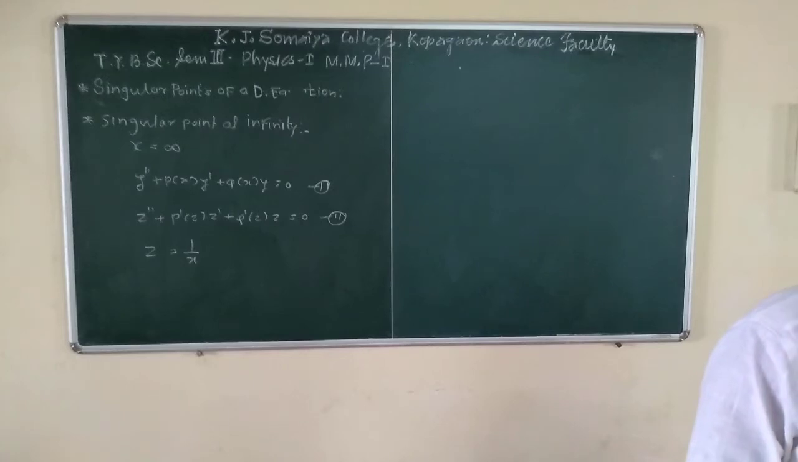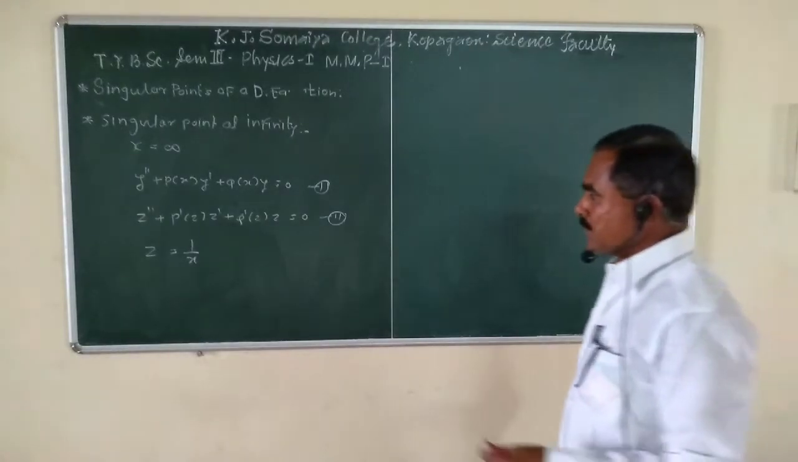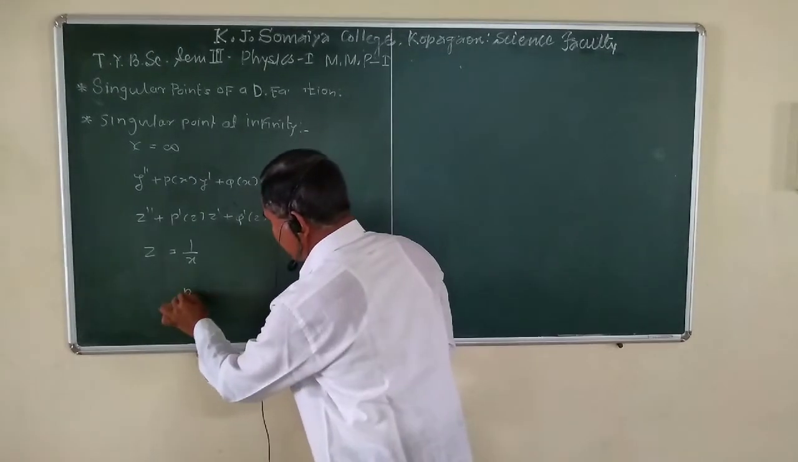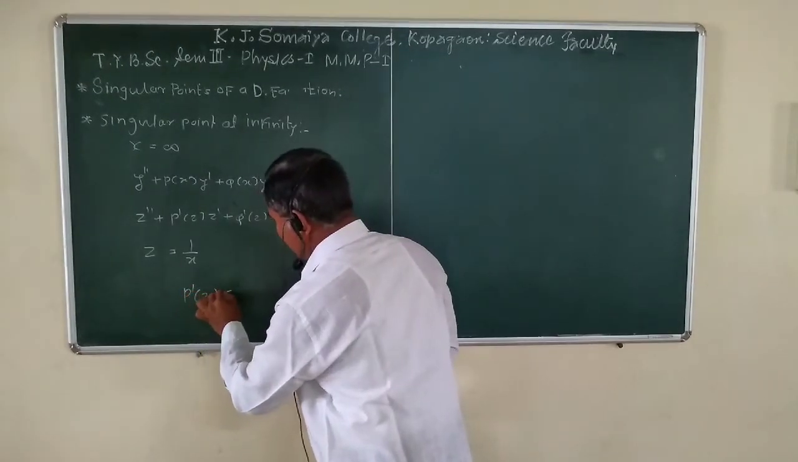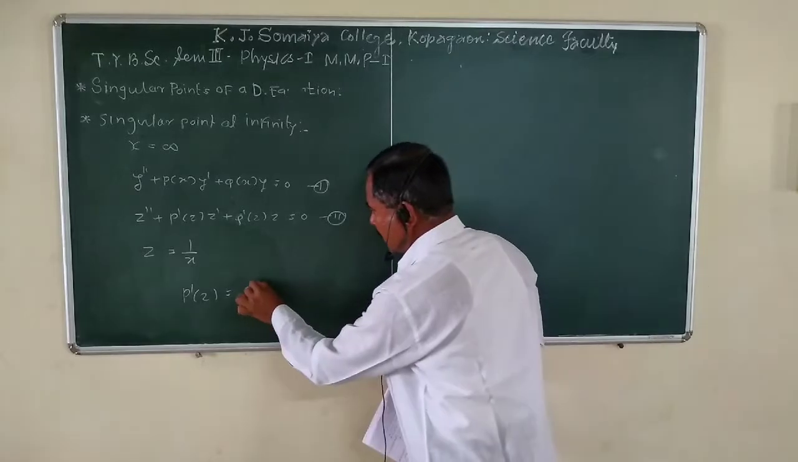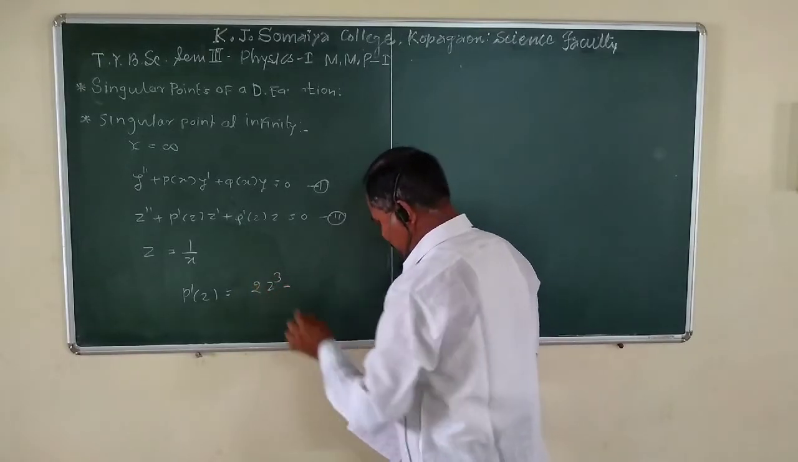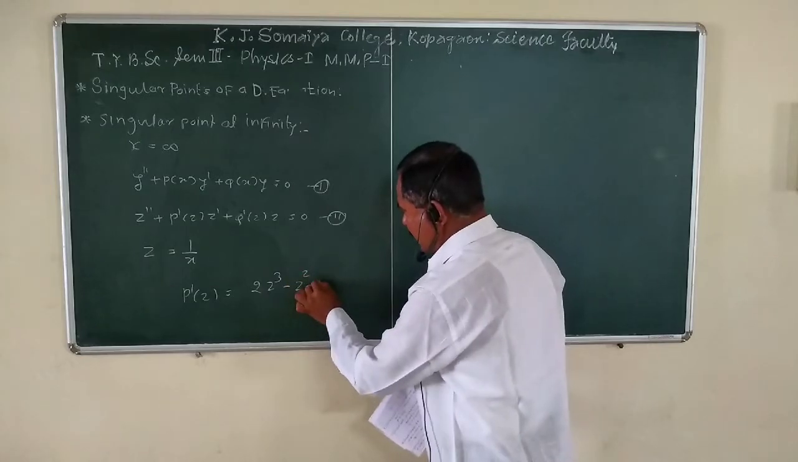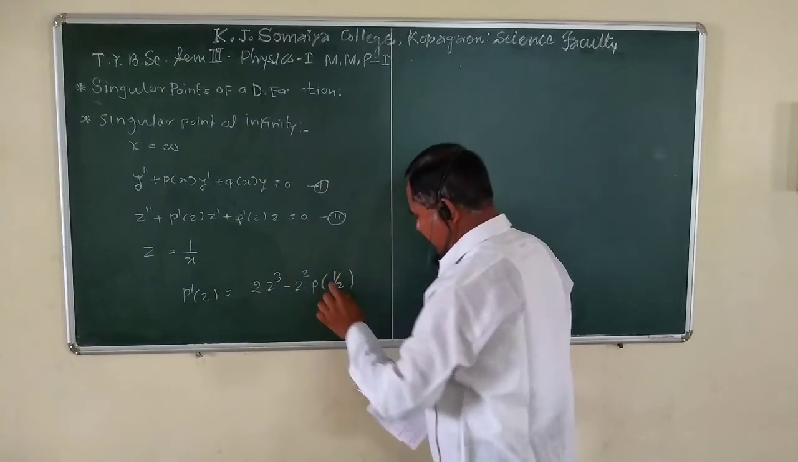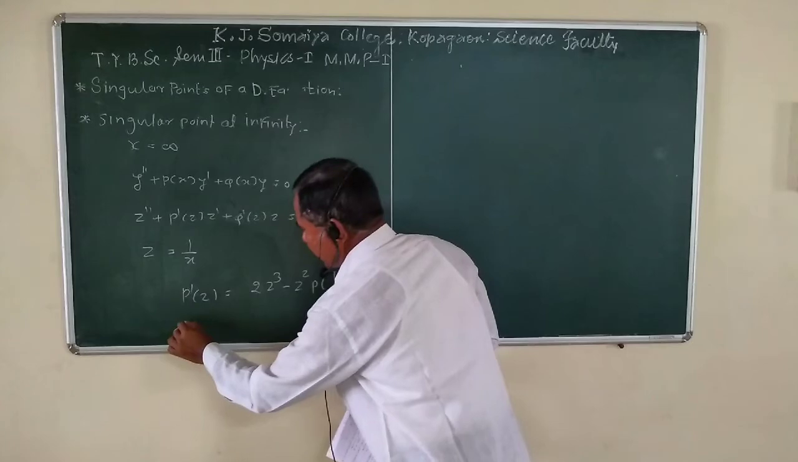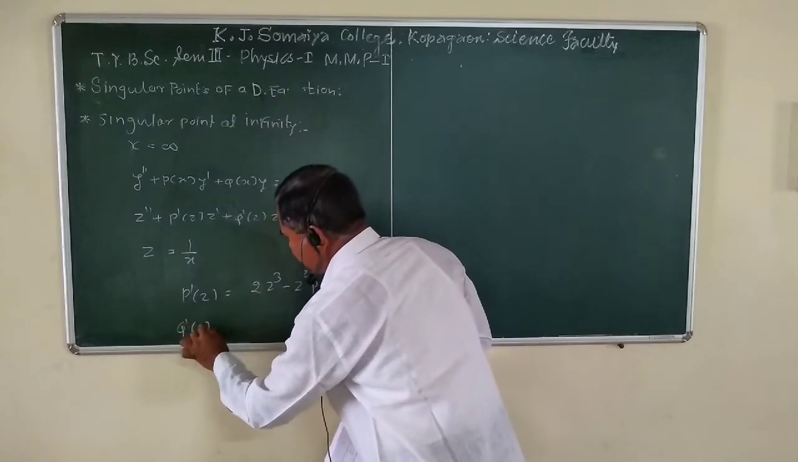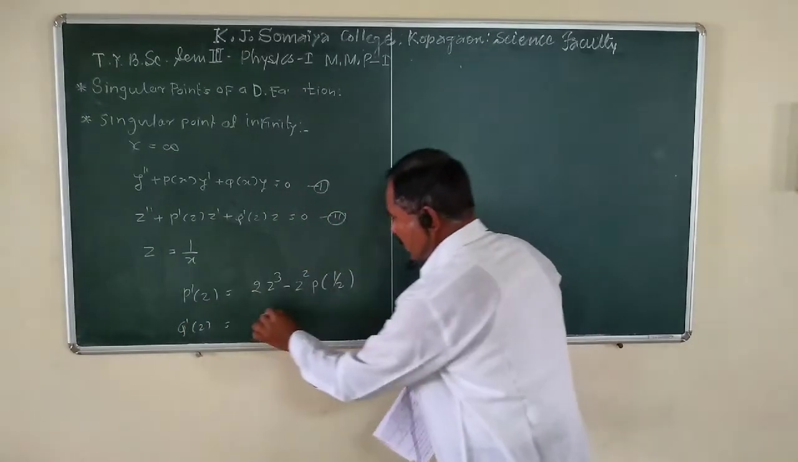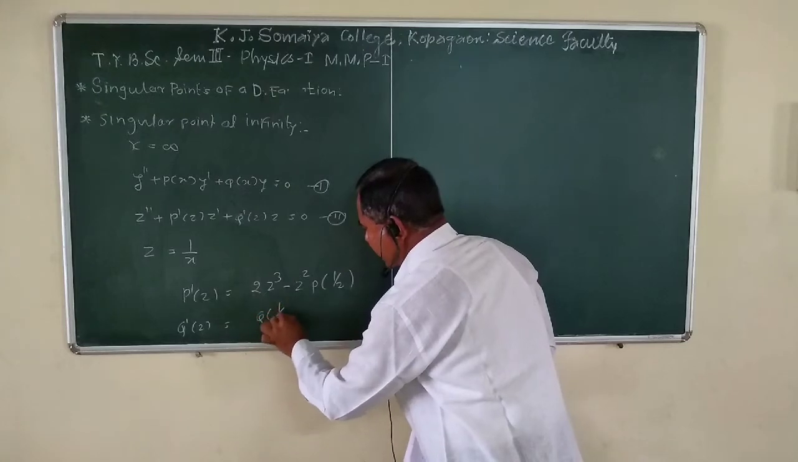After obtaining this equation, we have to decide the singularity, or we will get two equations. These two equations are p dash z equal to twice z cube minus z square p of 1 by z, and second equation is q dash z equal to q of 1 by z.